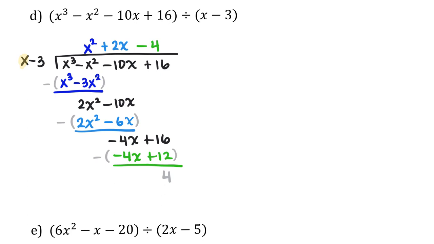So let me write my answer. I have x squared plus 2x minus 4. My remainder is positive, so plus 4 divided by x minus 3.